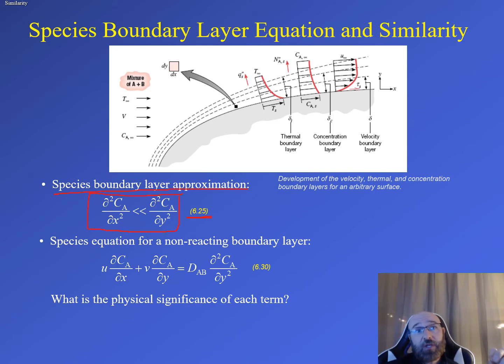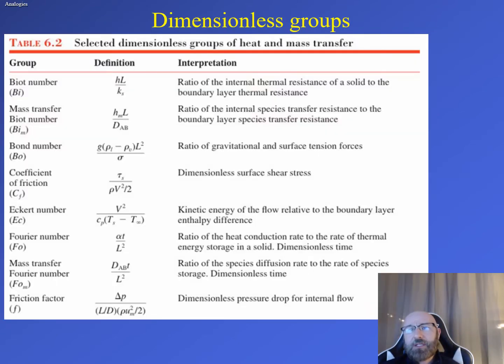Now the species equation for a non-reacting boundary layer is given by our equation 6.30. So what is the significance of these terms within this equation? Well, the left-hand side of this equation accounts for the net transport of the species A due to bulk fluid motion, or advection, while the right-hand side represents the net inflow due to y direction diffusion. Now let's take a look at our topic of dimensionless groups.